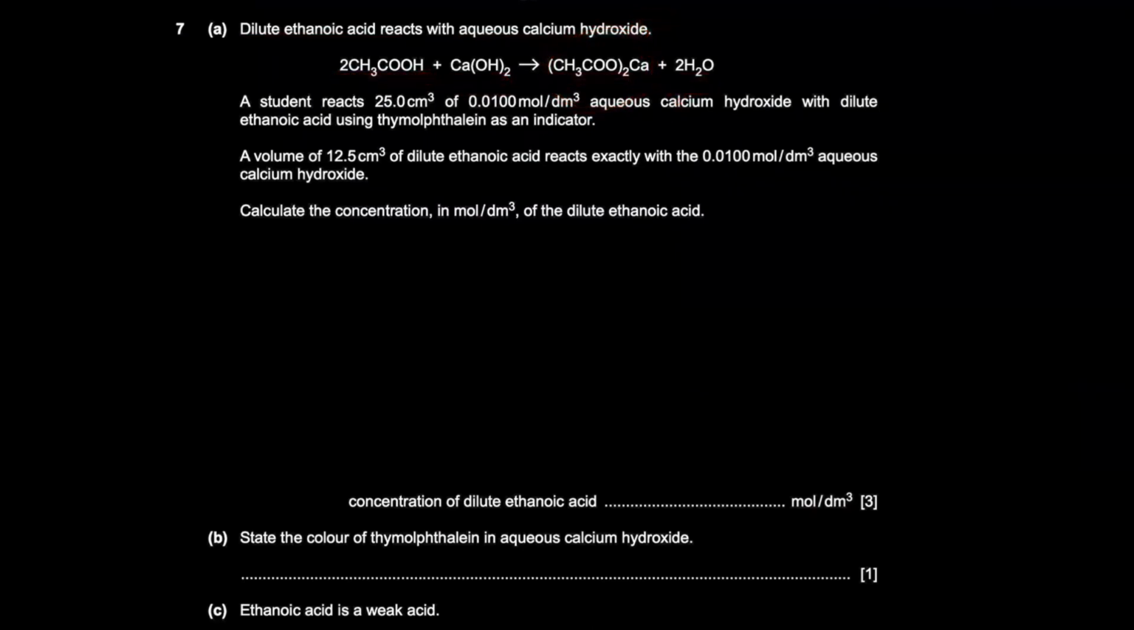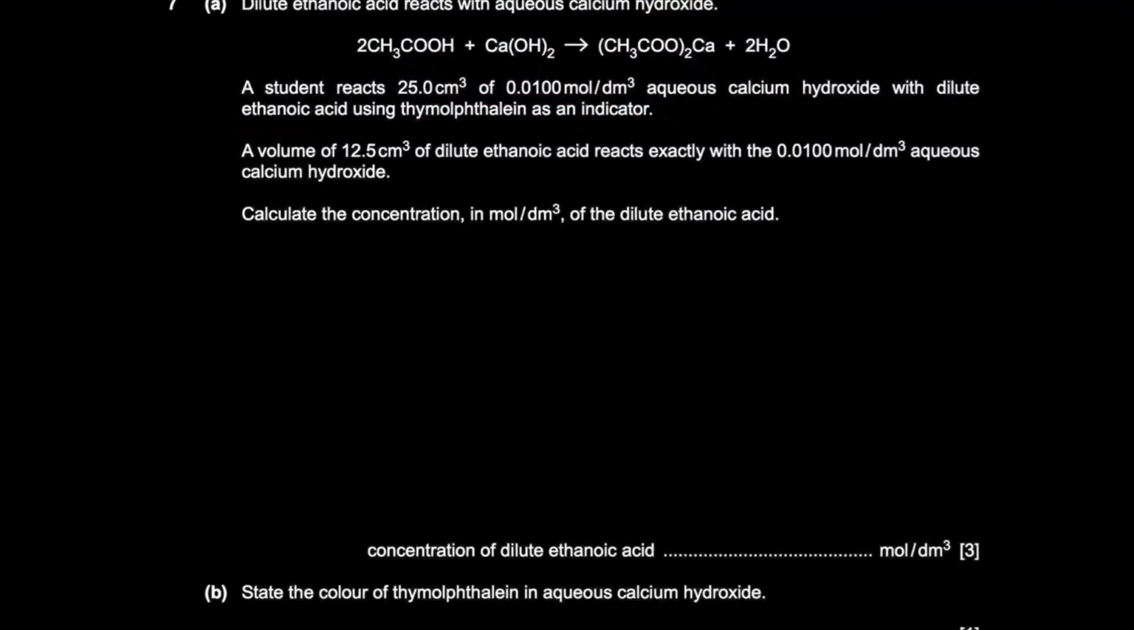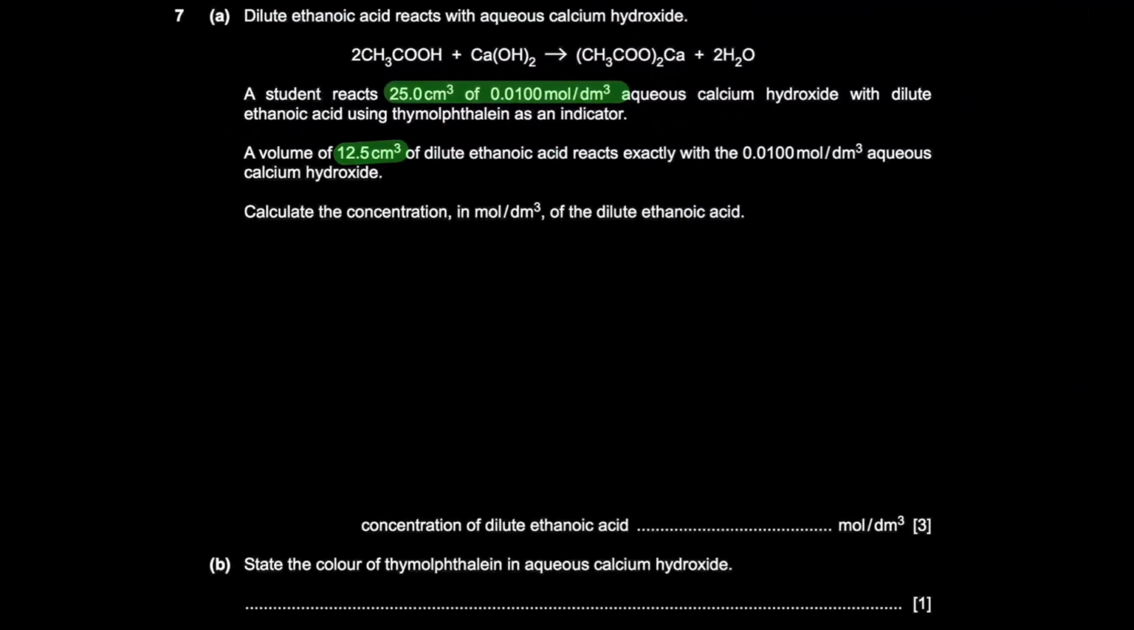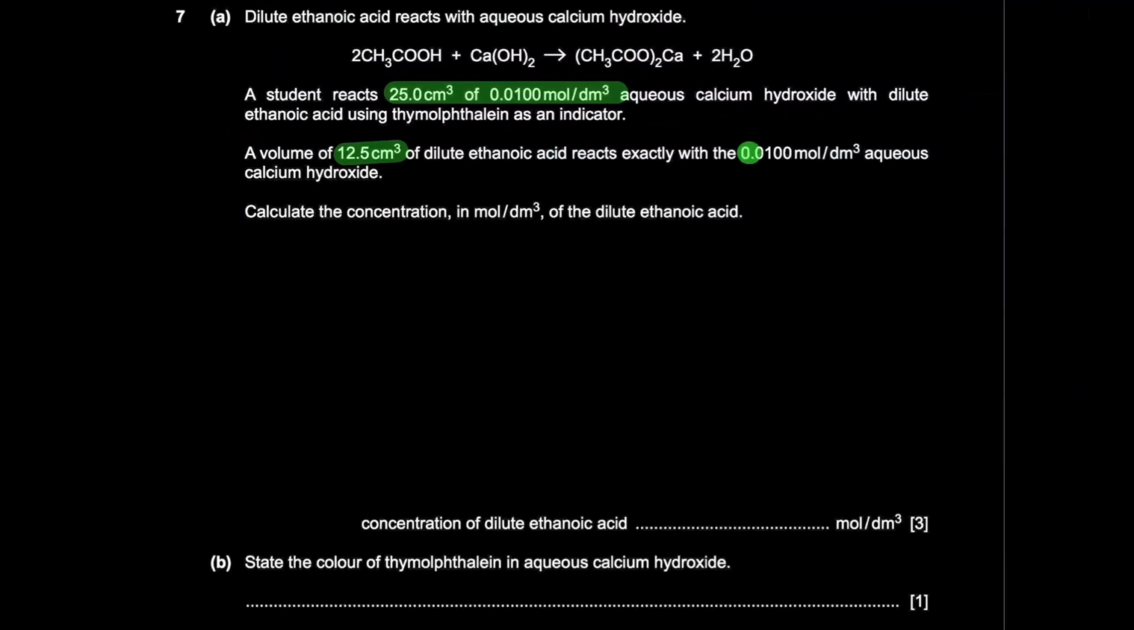Okay, a student reacts 25 cm cube of 0.1 mole per dm cube calcium hydroxide with dilute ethanoic acid using thymolphthalein as an indicator. Okay, so we have the concentration and volume of calcium hydroxide. A volume of 12.5 cm cube of dilute ethanoic acid reacts exactly with the 0.01 mole per dm cube aqueous calcium hydroxide. Calculate the concentration in moles per dm cube of the dilute ethanoic acid. Okay, so just a standard mole calculation question.